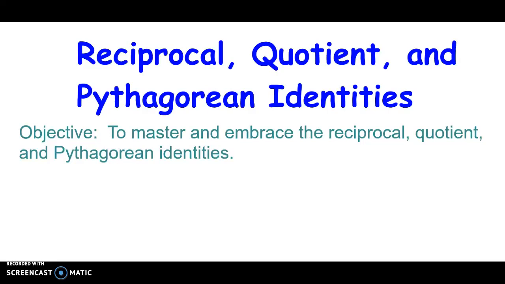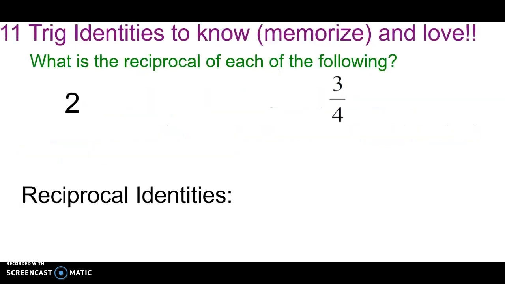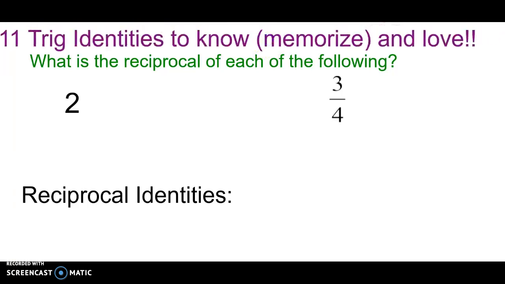Right, let's talk about reciprocal, quotient, and Pythagorean identities. We actually talked about these in the beginning of the year, remember? Many of you guys forgot about them. They felt left out. So since they felt so left out, I decided let's go over them again. Okay, so we have 11 trig identities to know and not memorize. What the heck? Not memorize, but understand and love.